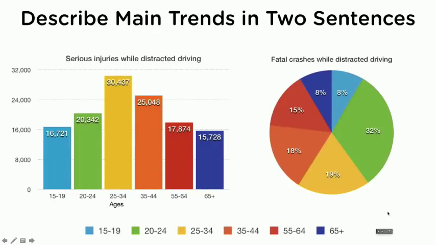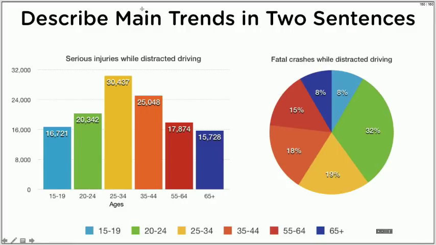So when I look at these, I need to describe, again, I'm going to say key features, not main trends. Fine, I'm going to describe the key features. So let's just look at the bar graph. What's a key feature here? What sticks out in your mind the most when you look at the bar graph? For me, it's this age group here, 25 to 34-year-olds. They accounted for the highest number of serious injuries, right?